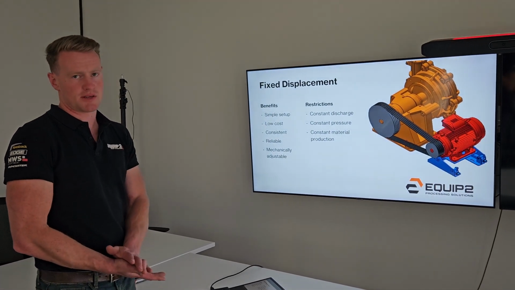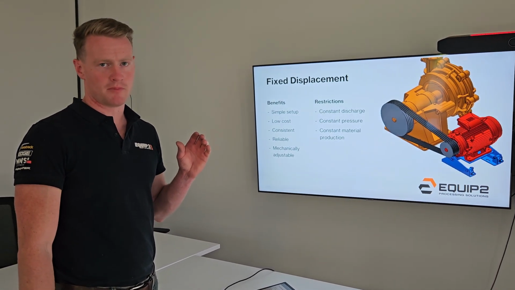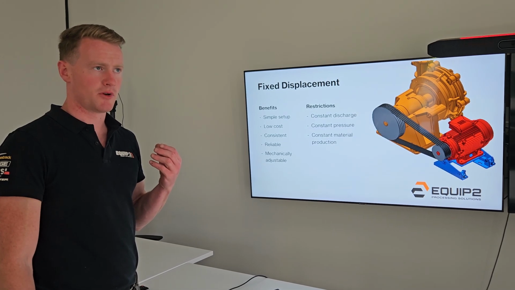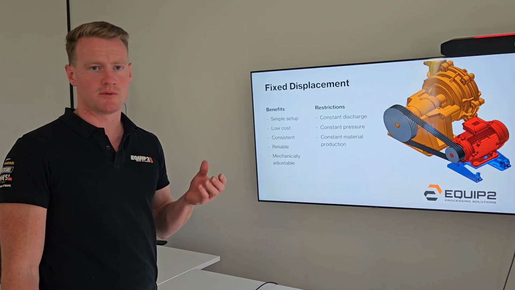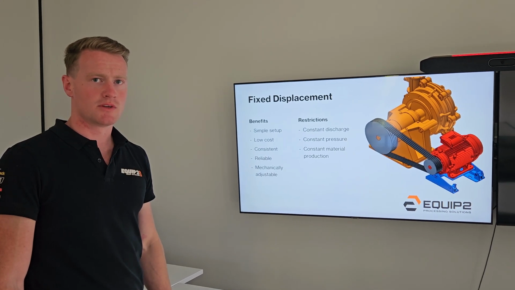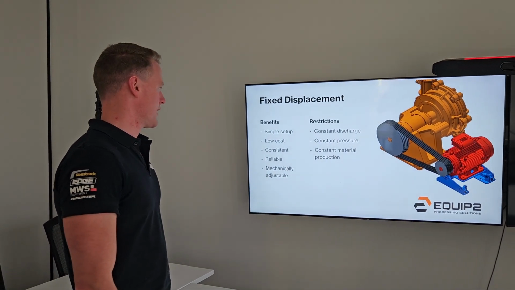You do have a consistency with your material production, so generally you'd use a pump to make pressure for a cyclone or something like that. So if you're putting material through a cyclone, you want it to be at a maintained pressure to have a constant material discharge. It's reliable and mechanically adjustable.